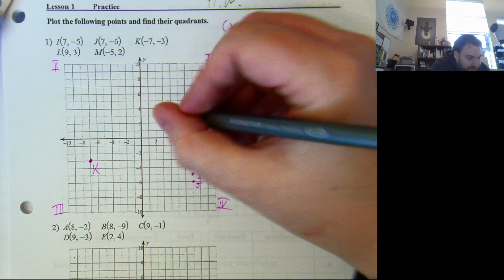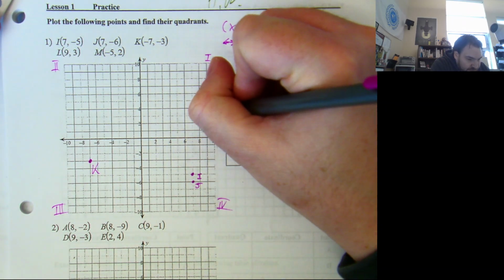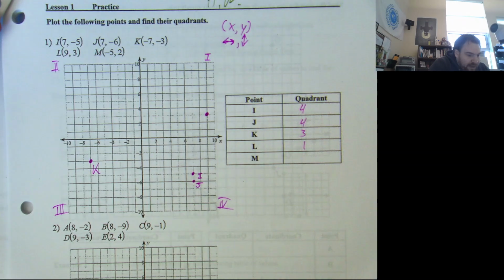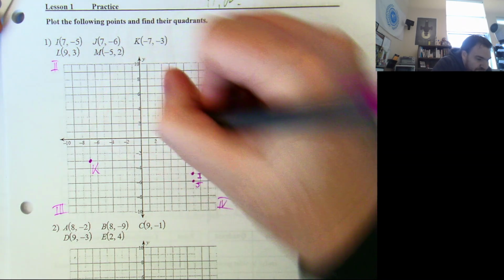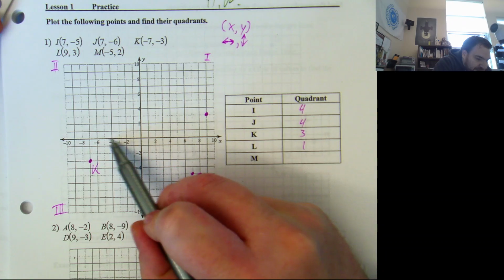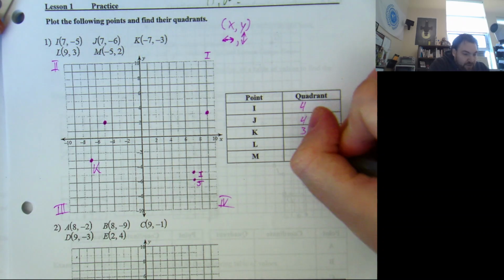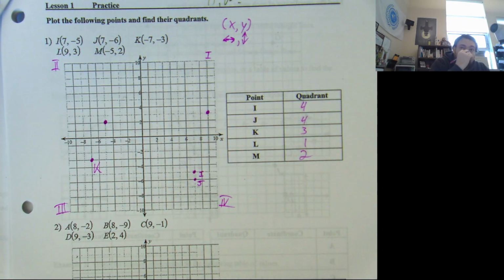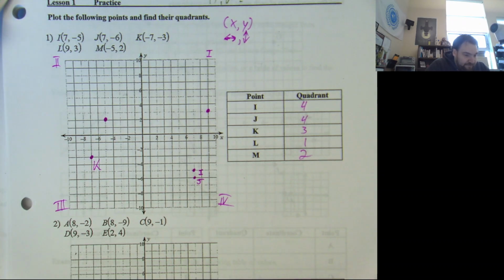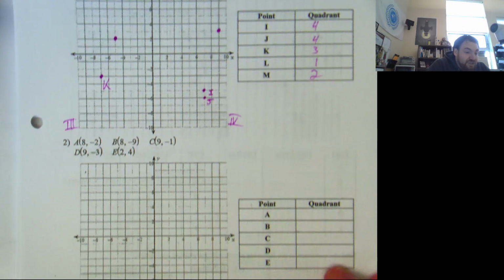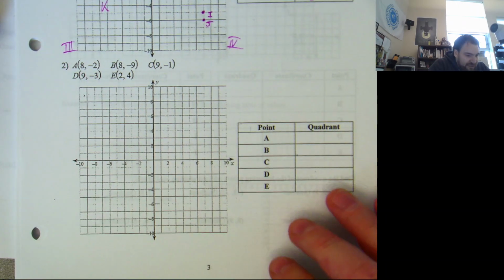L was 9, 3, so you go over 9, up 3. That's quadrant 1, and M was -5, 2. So you go over 1, 2, 3, 4, 5, up 1, 2. And that's quadrant number 2. That is what your question number 1 should have looked like. Question 2 is going to look like this.